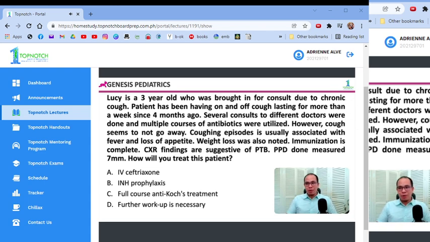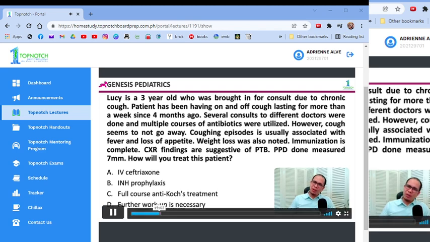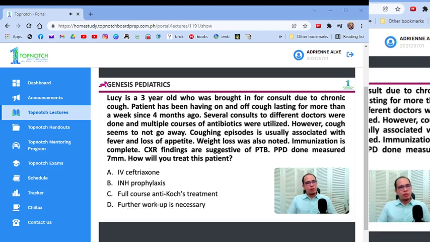So, ang dami pwedeng differentials, di ba? Asthma could be a differential, foreign body, although usually hindi naman chronic yun, pero pwede. Okay, episode is usually associated with fever and loss of appetite. So, this is very important. So, usually you don't associate asthma with fever. Okay, loss of appetite, medyo mag-isip ka rin ng ibang sakit. Okay, and then there's weight loss.